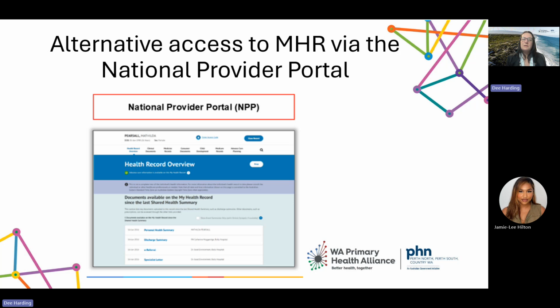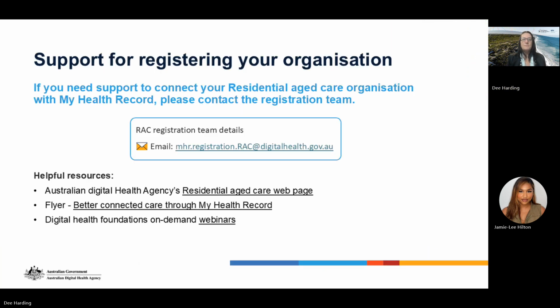So your organisation will need a healthcare provider identifier, and be registered to participate in My Health Record. So you still need to go through the registration process, even though you're not going to be using conformance software, because we can identify in the back end who's utilising it through your registration.